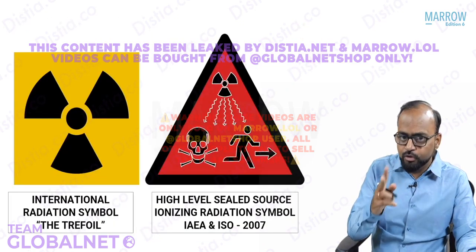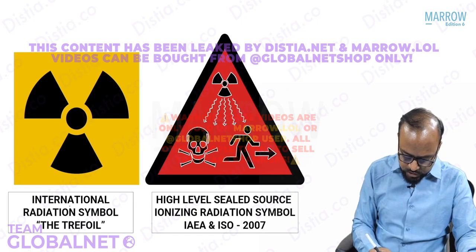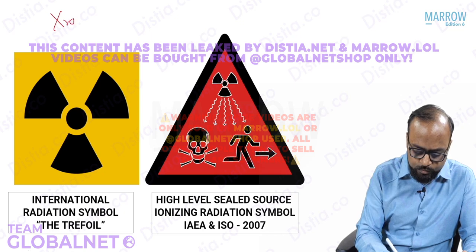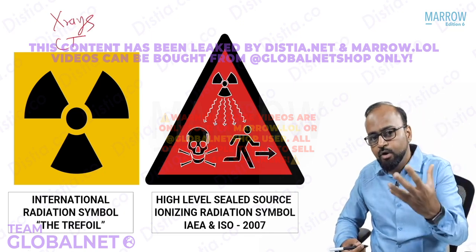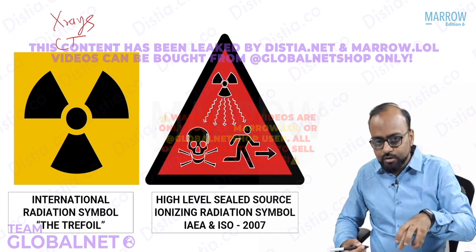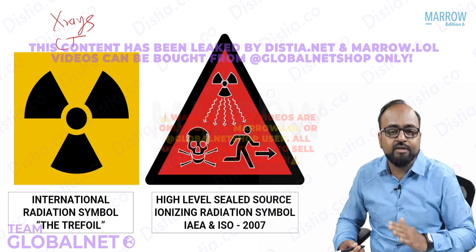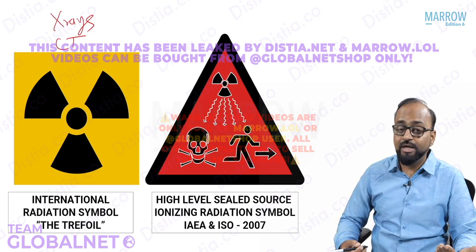Two important symbols that you must remember, try to form a visual impression. This is the International Radiation Symbol, or the trefoil. If you look at your X-ray rooms or CT scanner rooms, they will have this symbol outside so that the patients as well as the staff, everybody who visits that room, is aware that they are entering a radiation zone. So this is the international radiation symbol and they should be careful.